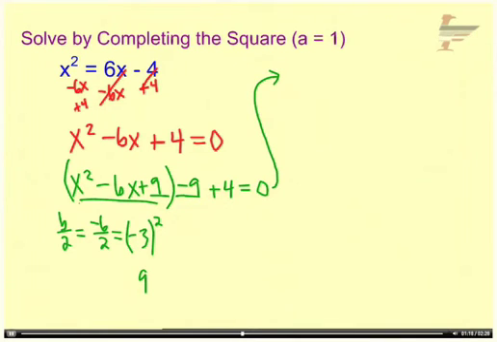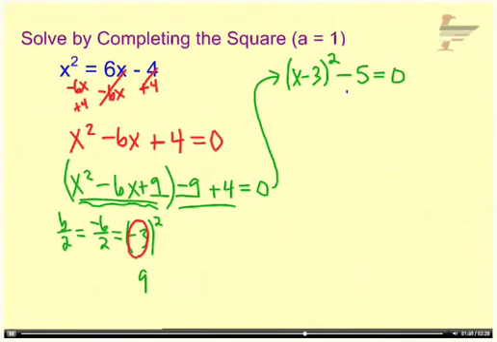This x squared minus 6x plus 9 factors into x minus 3 squared. And that minus 3, again, we can get from our b over 2. And then we're going to combine our negative 9 plus 4 and get minus 5 equals 0. So we've completed the square. Now we're ready to solve for x.